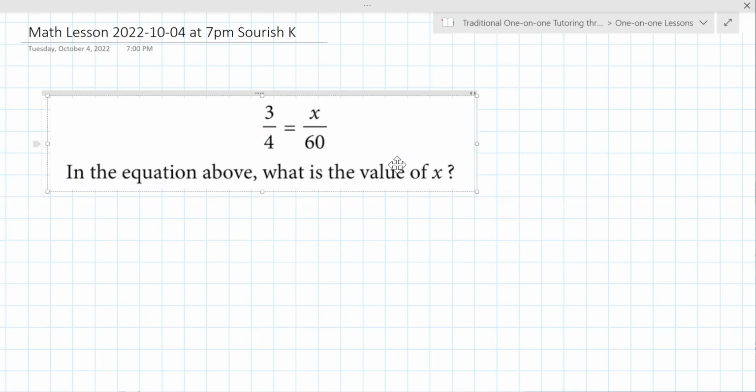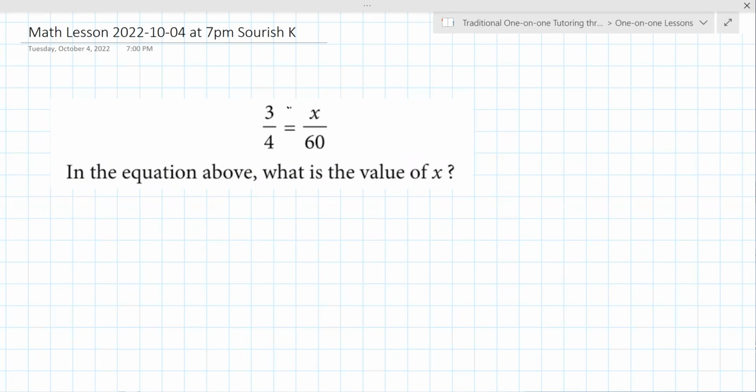Excellent. Okay. In the equation above, what is the value of x? What do you see on the left side of the equation, Sourish? I see 3/4. And on the right is x over 60.